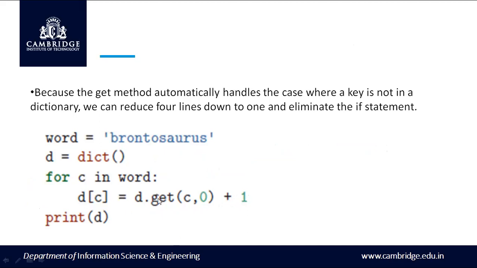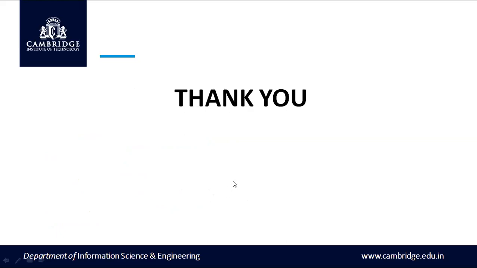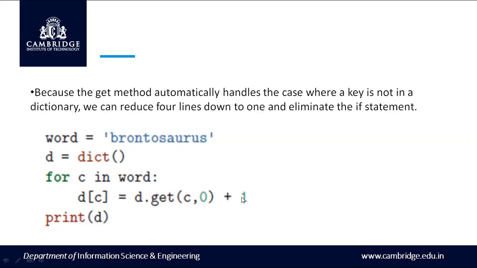So here you can see the previous program for Brontosaurus is being modified by using the get method. So same thing here. If that particular character is present in the string, it returns the corresponding value. Otherwise, it increments the value and it returns how many times the key has appeared in that particular string.